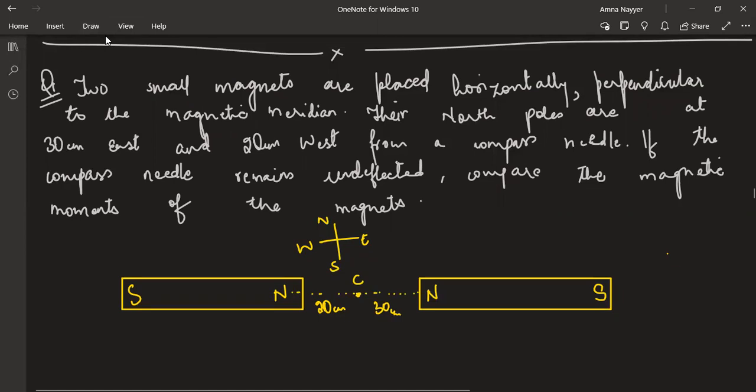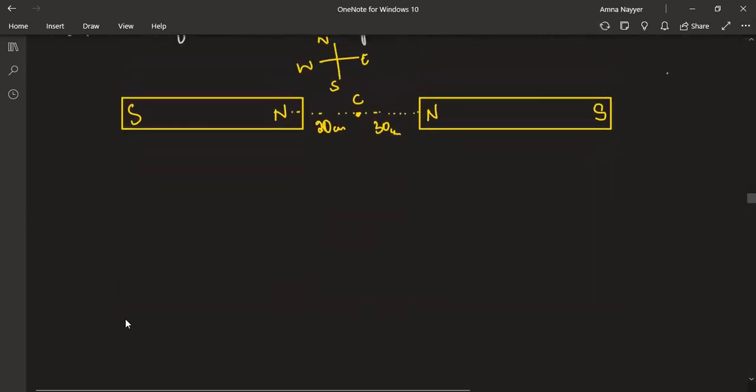Two small magnets are placed horizontally perpendicular to the magnetic meridian. Their north poles are at 30 centimeter east and 20 centimeter west, as I have drawn in the figure, from a compass needle. Now, if the compass needle remains undeflected, you have to compare the magnetic moments of the magnets. See, the compass needle at this point lies on the axial line of the two magnets. When will it remain undeflected? It will remain undeflected when both the magnetic fields are equal.